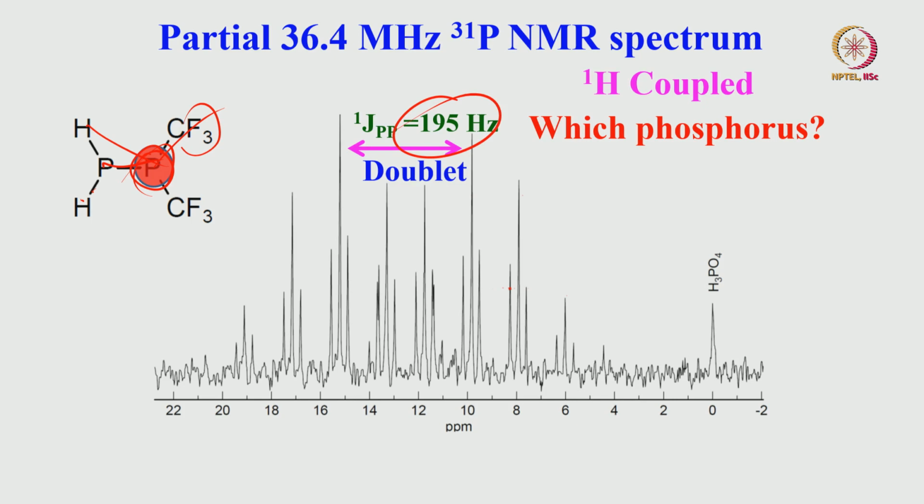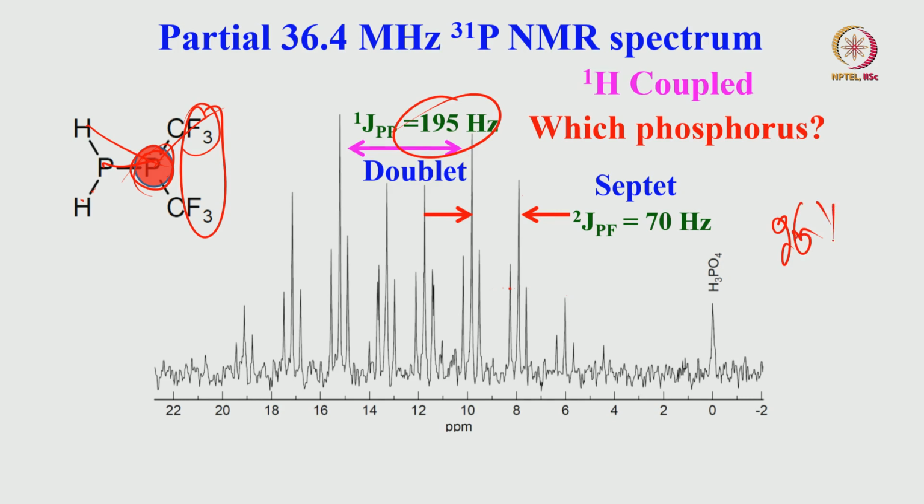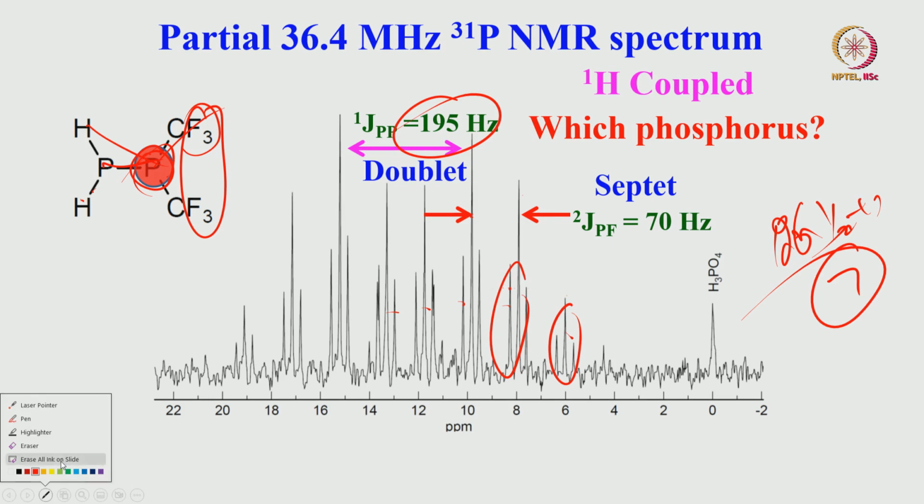Then what will happen? Each of these lines is split into a septet-like pattern, because these 2 CF3 groups are equivalent. So it is like 6 fluorines coupling to this phosphorus. We apply the rule 2nI plus 1, 2 into N, which is 6, into half plus 1. So it is going to be a 7 line pattern. It is going to be a septet pattern. Each of these is a septet pattern. 1, 2, 3, 4, 5, 6. You can count, there will be 7 such lines. It is a septet, and that coupling separation is 70 hertz. That is also fine.